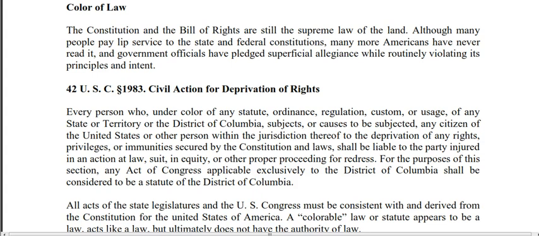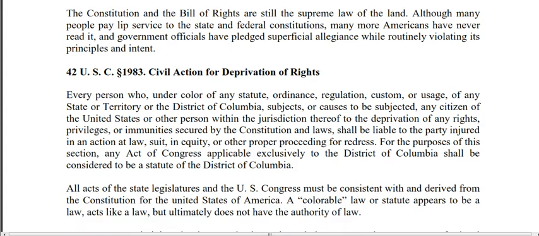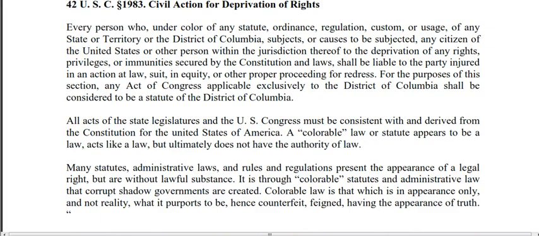42 U.S.C. Civil Action for Deprivation of Rights. Every person who, under the color of any statute, ordinance, regulation, custom, or usage of any state or territory or the District of Columbia subjects or causes to be subjected any citizen of the United States or other person within the jurisdiction thereof to the deprivation of any rights, privileges, or immunities secured by the Constitution and laws shall be liable to the party injured in any action at law, suit in equity, or other proper proceeding for redress. For the purposes of this section, any act of Congress applicable exclusively to the District of Columbia shall be considered to be a statute of the District of Columbia.